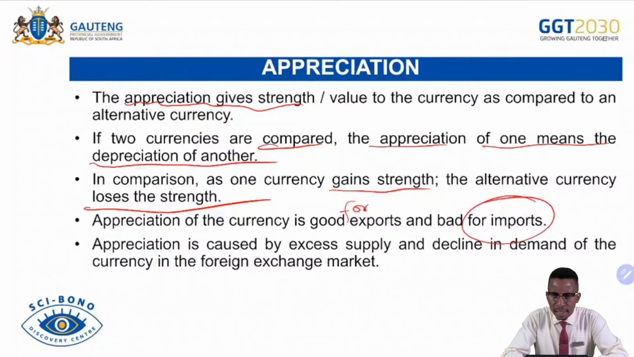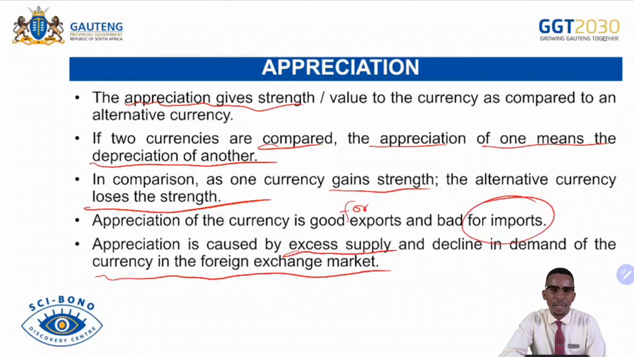Appreciation is caused by excess supply. So if ever we have an excess supply, or maybe the rand is oversupplied, that will mean we will be facing appreciation and a decline in the demand for the currency in the foreign exchange market. If the South African rand is not highly demanded abroad, then the supply is too high relative to the demand, and our currency will be appreciating or gaining strength. However, if our currency is highly demanded abroad while we are supplying less of it in South Africa and across the world, that will mean our currency will be depreciating.